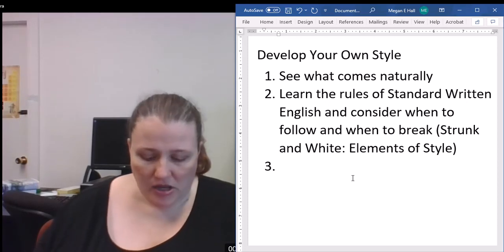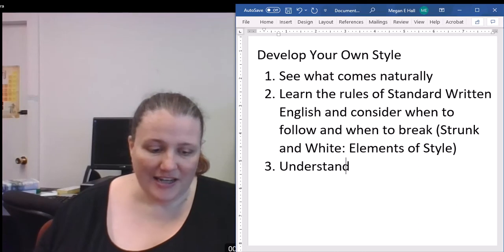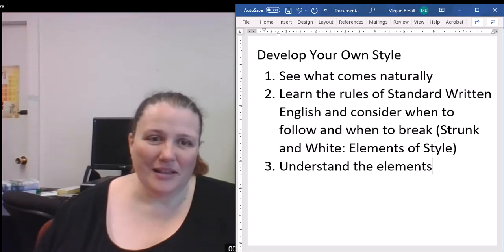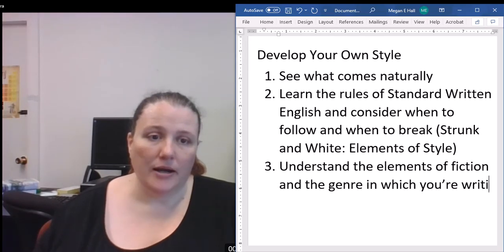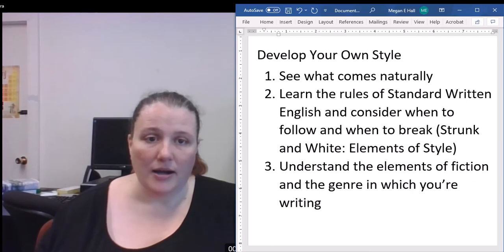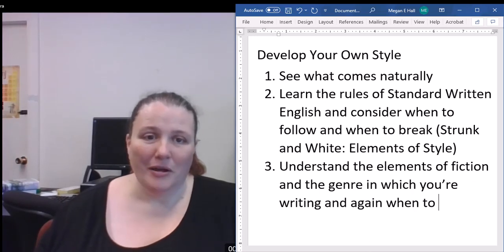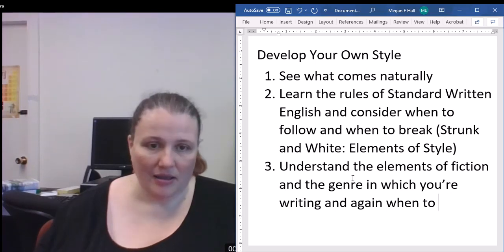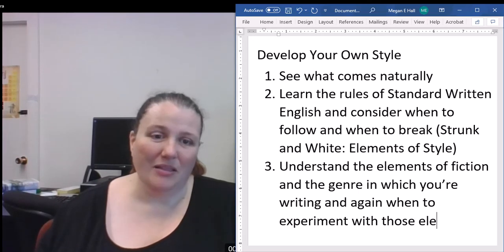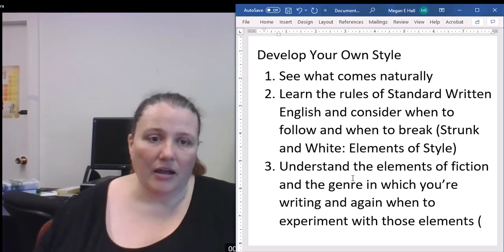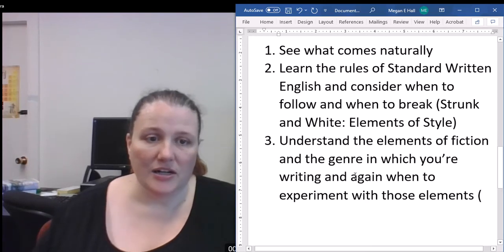The third, understand the elements of fiction and the genre in which you're writing, or the subgenre in which you're writing, and then again, when to, I won't say break, experiment with those elements.